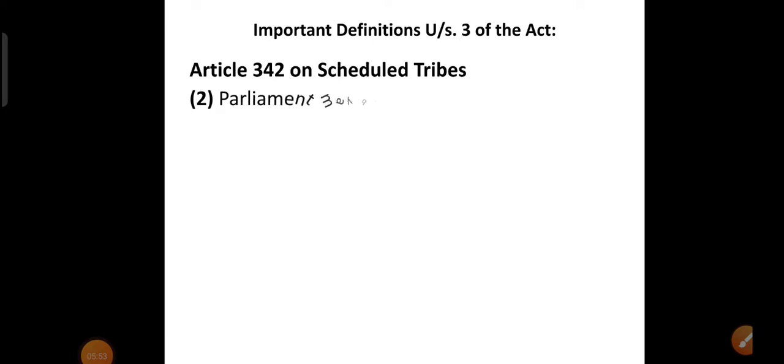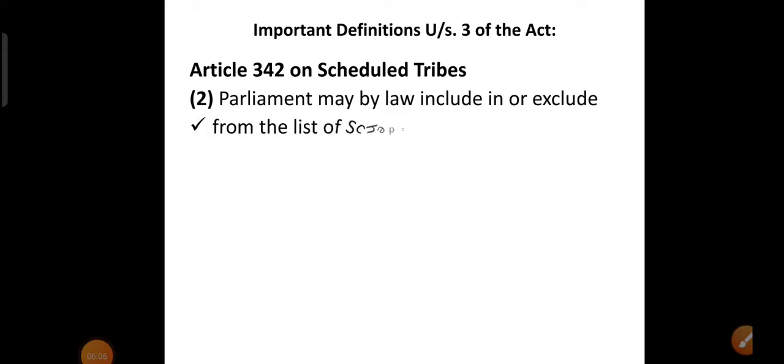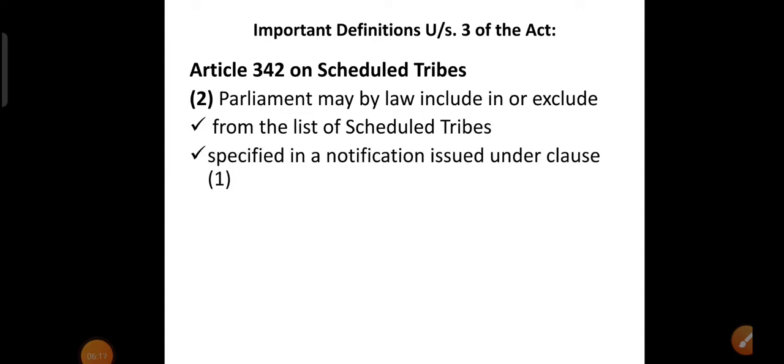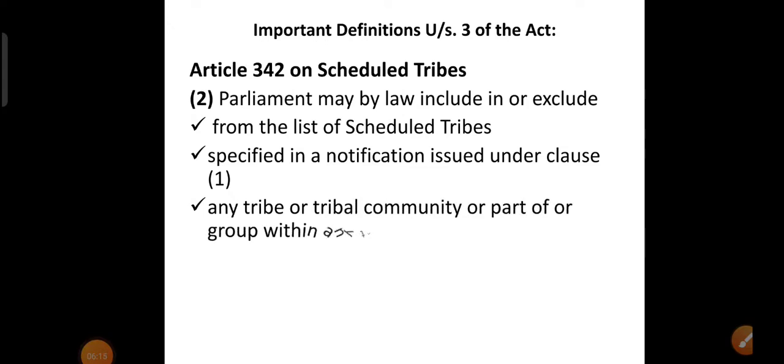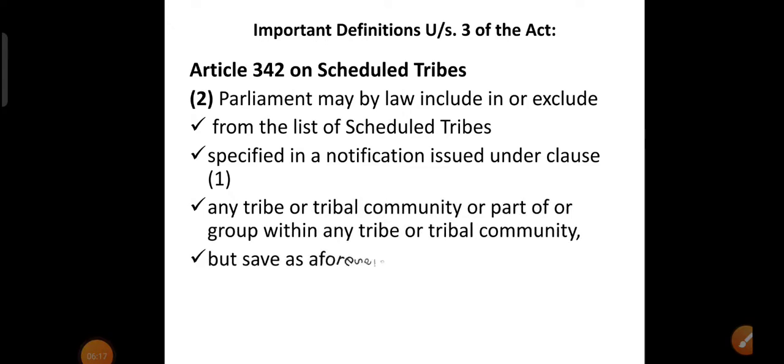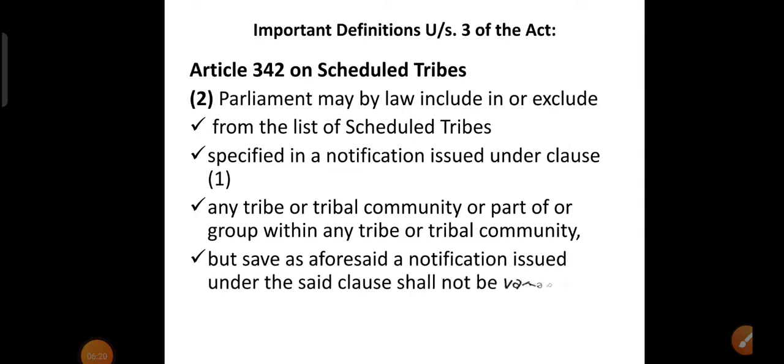And again, in the same way as Article 341 stated on scheduled caste, for scheduled tribes also, after the president's notification, the parliament may, by law, include or exclude from the list of scheduled tribes specified in a notification issued under clause 1 any tribe or tribal community or part of or group within such tribe or tribal community, but save as aforesaid, a notification issued under the said clause shall not be varied by any other subsequent notification.